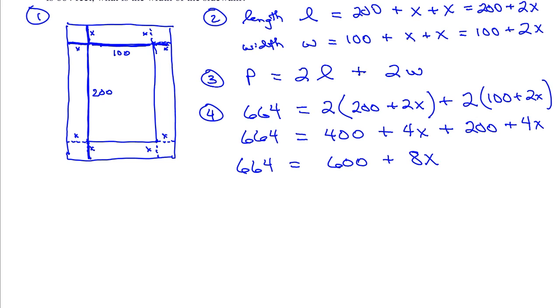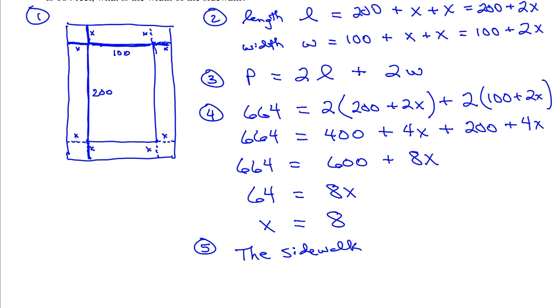Move the 600 to the left side and subtract. That leaves me with 64 equals 8x. Divide both sides by 8, and we get x equals 8. And then step 5, interpret the reasonableness. Yeah, that's reasonable. So the sidewalk is 8 feet wide.